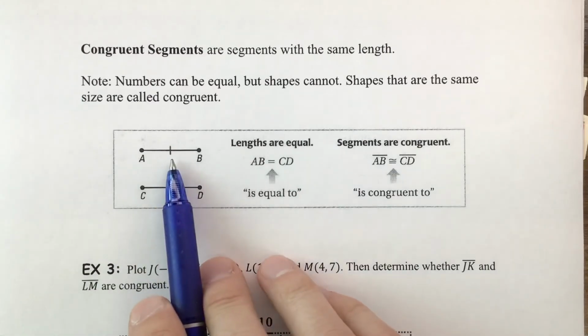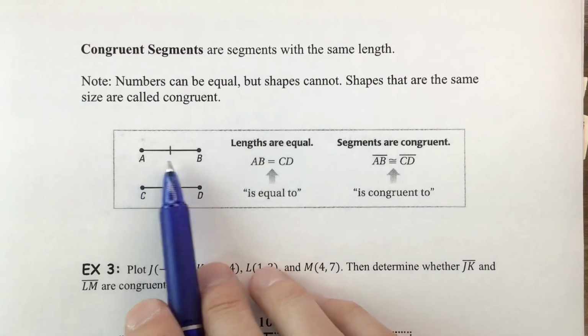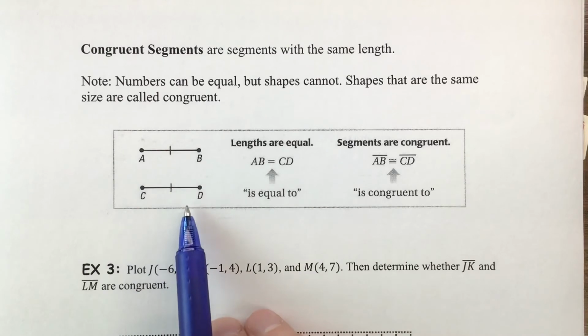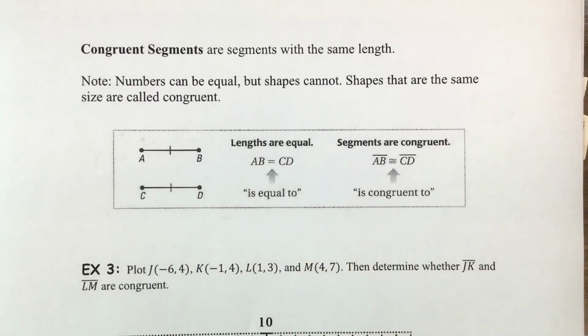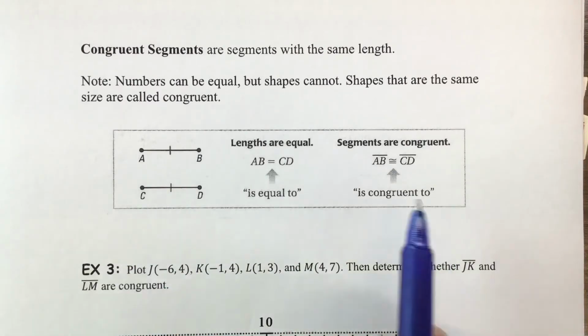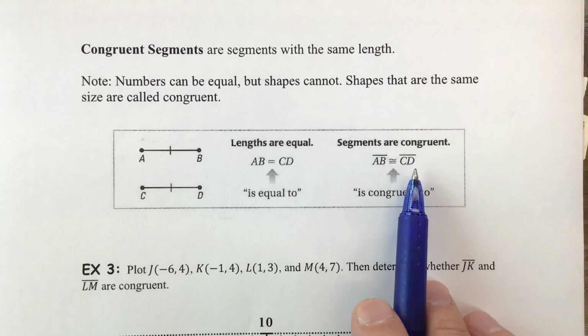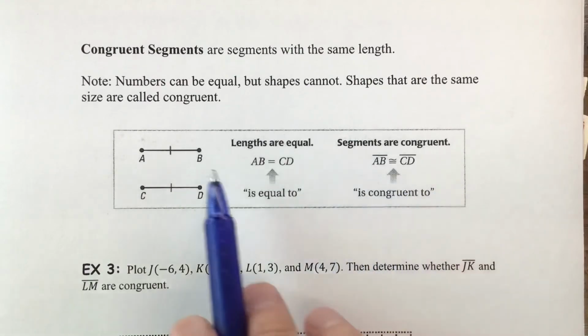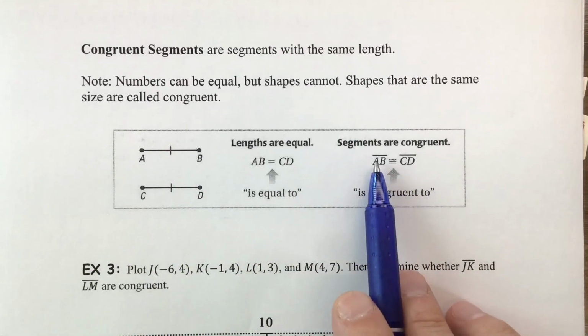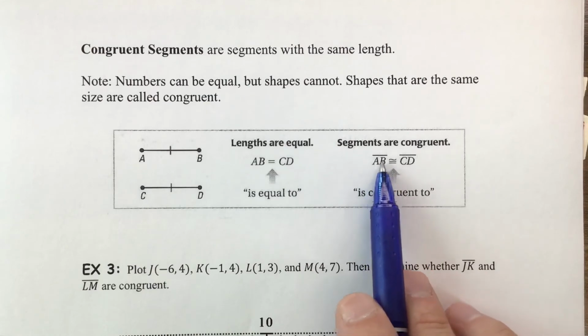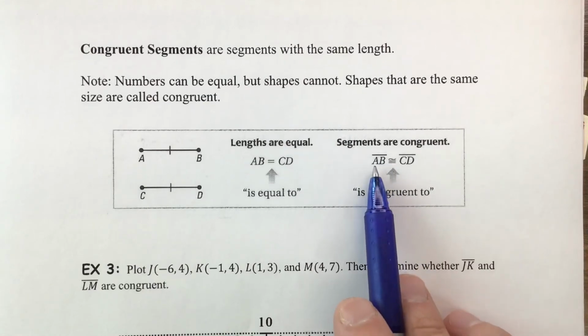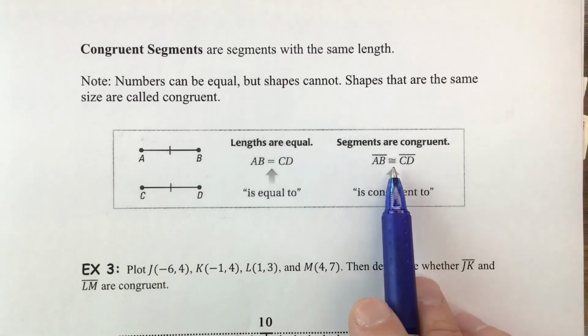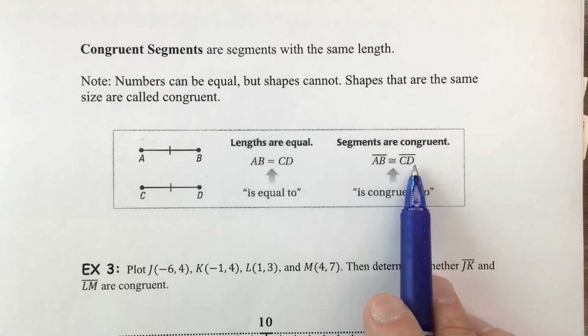That single marking is indicating to us that these two segments are the same size, that they are congruent to each other. Now that they are congruent to each other, there's two different statements that we can write. To say that these segments are congruent, you have to write it as line segment AB, so you get the little bar on top of that. You can say line segment AB is congruent to line segment CD.